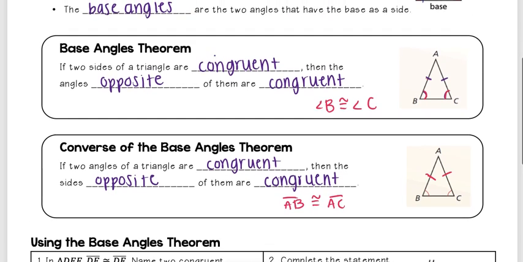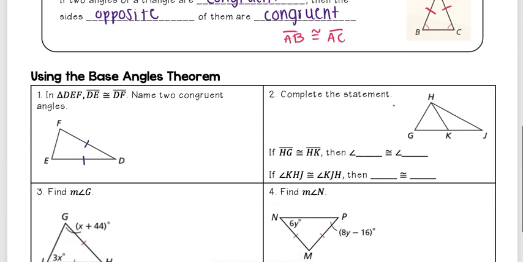Well, I know from my base angles theorem that the angles opposite of my congruent sides are going to be congruent. So if I go to the angle opposite of FD, that's going to be angle E, and it's going to be congruent to the angle opposite of ED. Well, that's just going to be angle F.